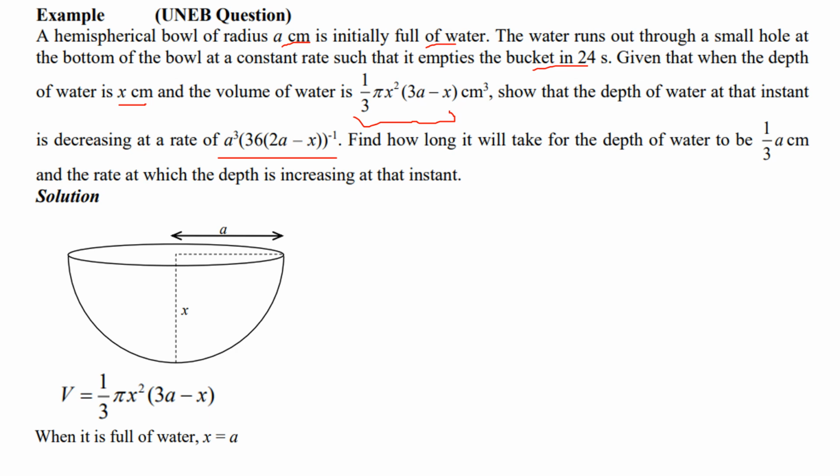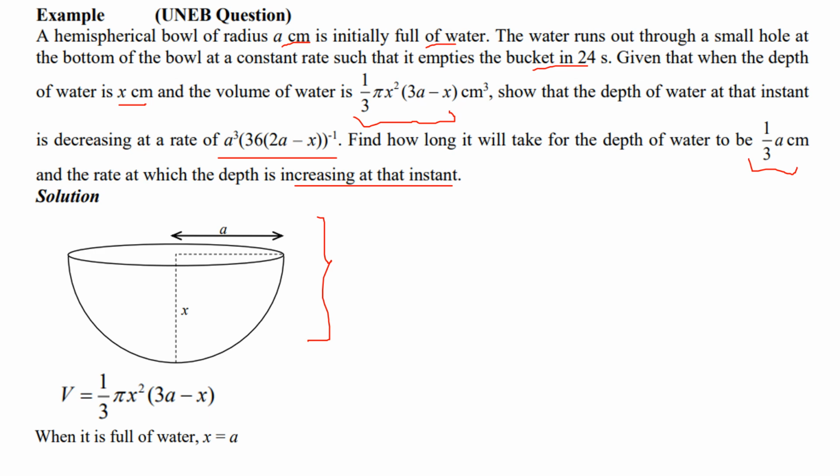And then find how long it will take for the depth of water to be a third of 8 centimeters, and the rate at which the depth is increasing at that instant. So the rate at which the depth is increasing at that instant, that's the same as dh/dt. So we're going to first start by sketching.